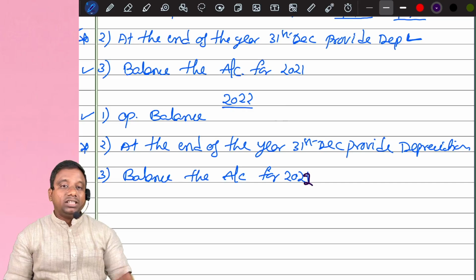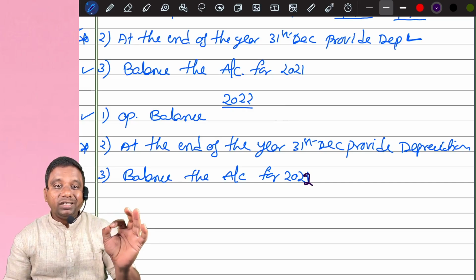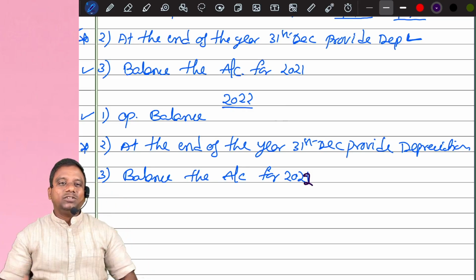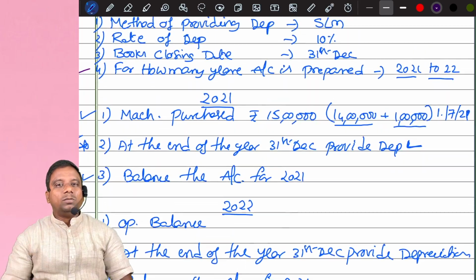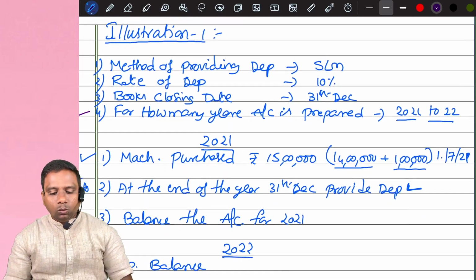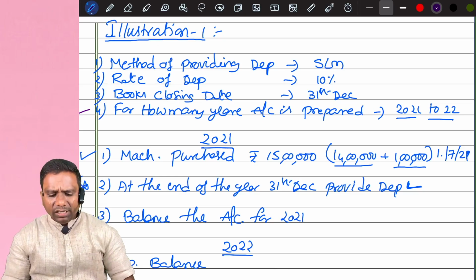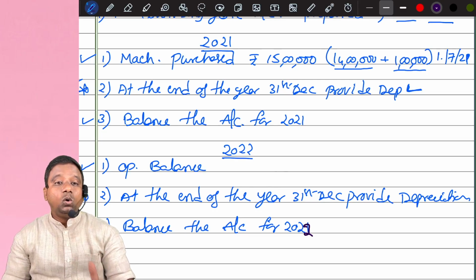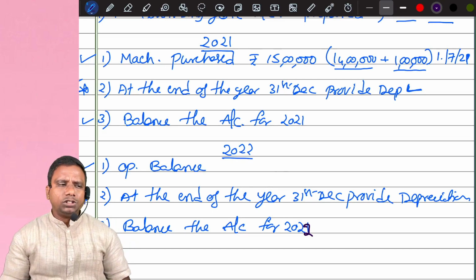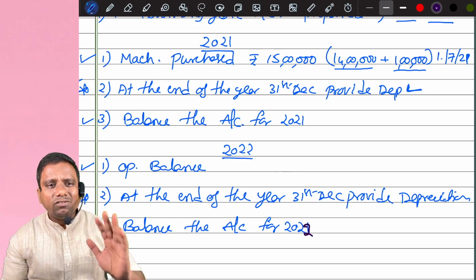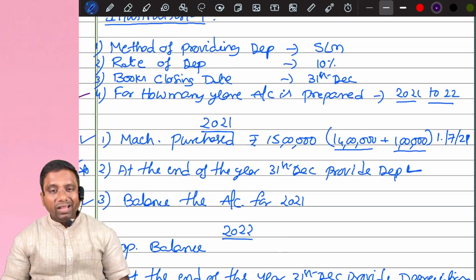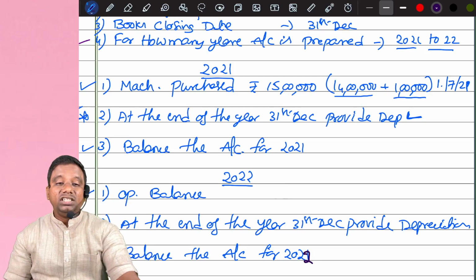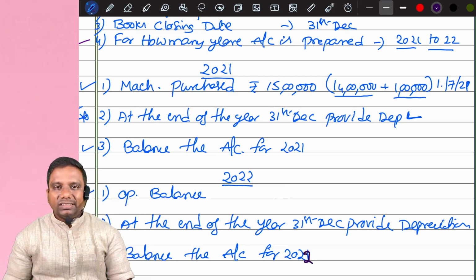balance the account. Here, two accounts we have to prepare. One, machinery account. Second, depreciation account. Machinery account is balanced. Depreciation account is closed. Our problem is also completed. So within one minute, if you write this information in short form, there is no confusion. Whatever the problem on depreciation, if you write the information like this, you will not miss even a single transaction.